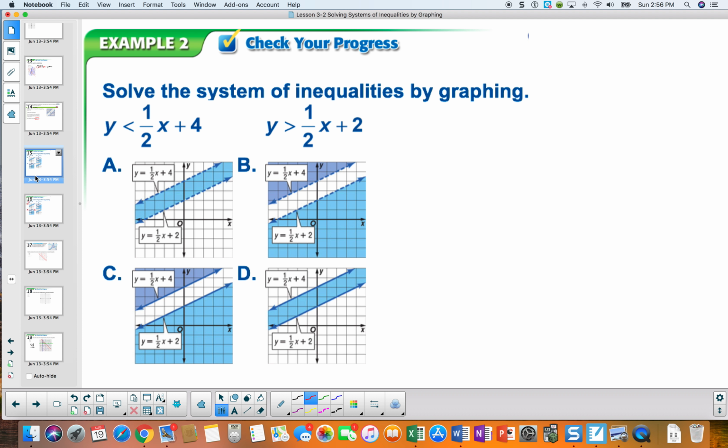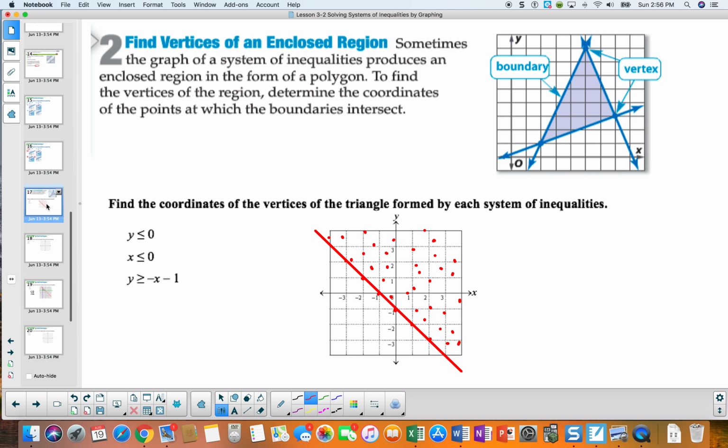Pause. All right, I eliminated C and D because none of these had less than or equal or greater than or equal, and these were solid lines, so I eliminated those. So I knew the answer was either A or B. Now over here where we go up 4, 1/2 x plus 4, it says less than or equal, so we shade underneath. This one shades above, so I knew it had to be A, so it's this alley between the two parallel lines.